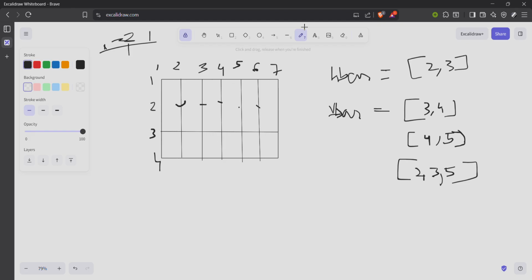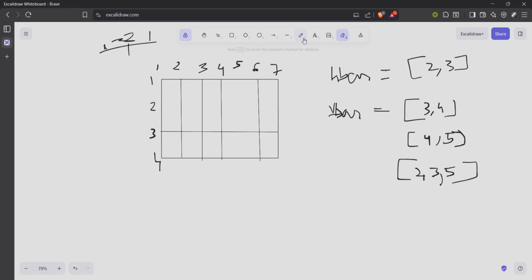Let me try doing it one by one for you. Here, if we remove this one, we have this square. Now, if we remove this one, we have this square. Now, if we remove this one, we have this square. And if we remove this one, we have this square. So it is always possible to make a square of size 2 and area 4.